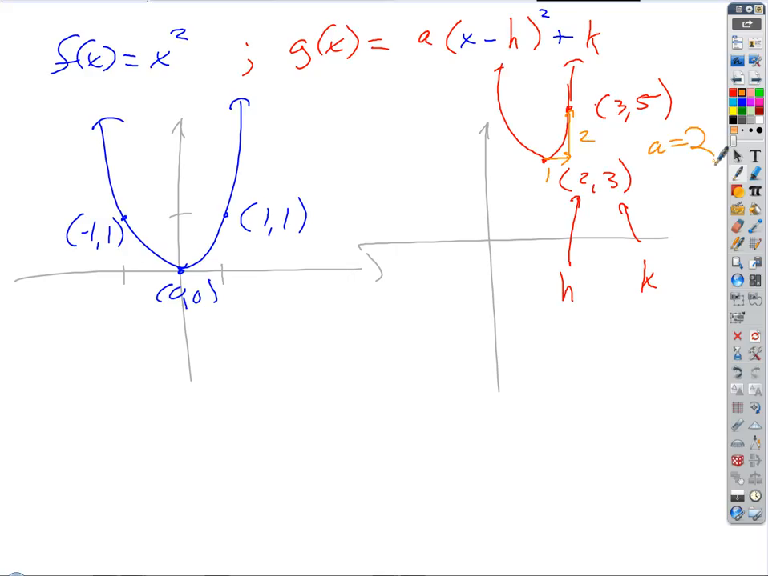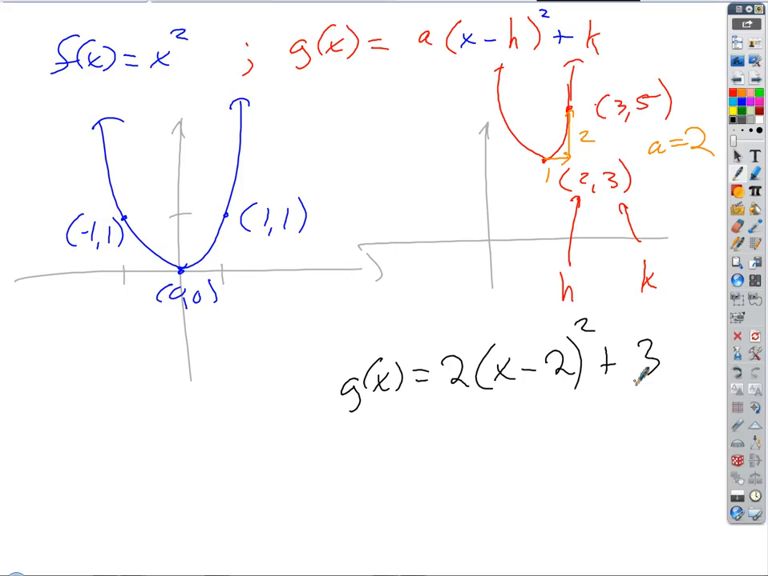So what would our function be? Well, if we wrote that, it would just be g of x equals, I'm going to plug in 2 for A, times x minus, well, h is 2, plus 3, right? That's it. Everybody see that? Okay, no big deal. How could I take this function and flip it upside down?